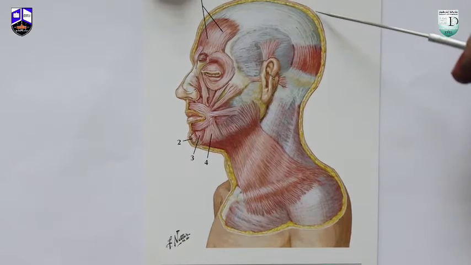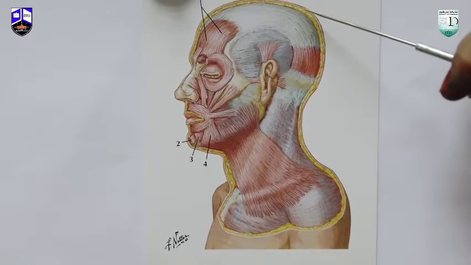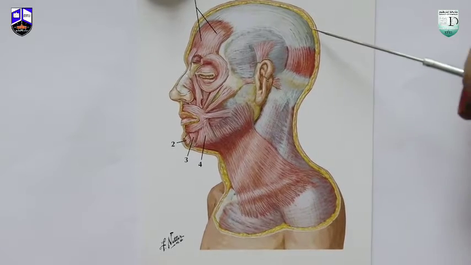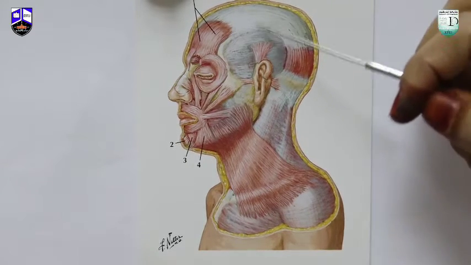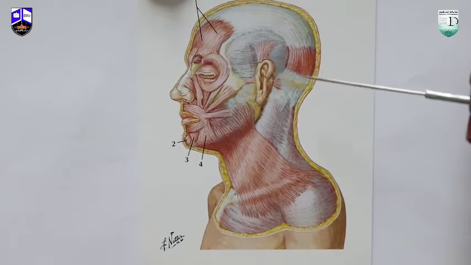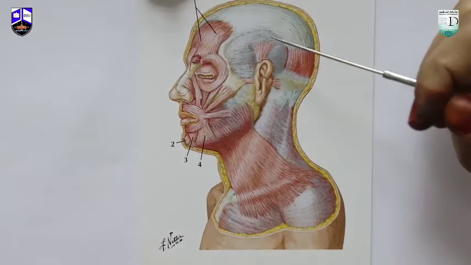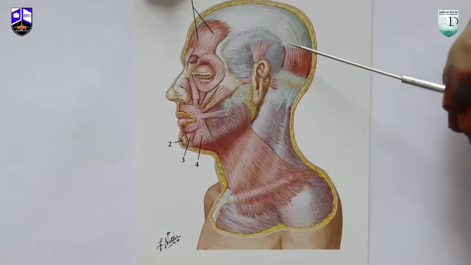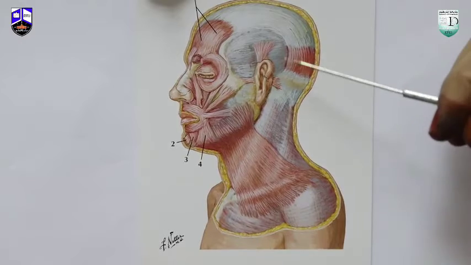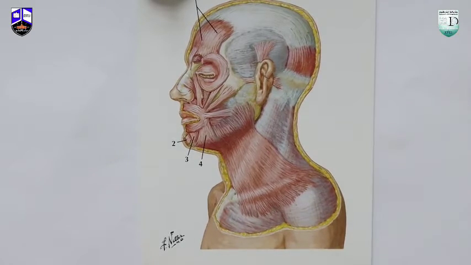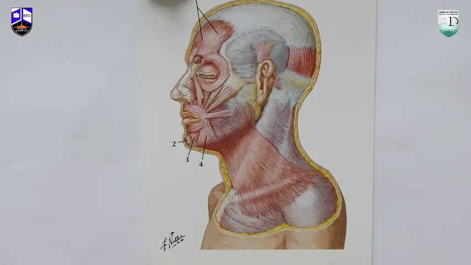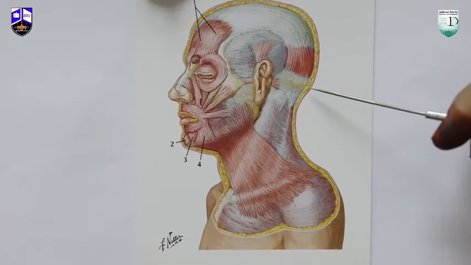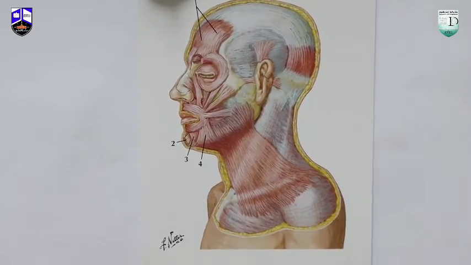The S is for the skin, the most superficial one. The C is for the connective tissue, the subcutaneous connective tissue. And then we have the A for the aponeurosis, the epicranial aponeurosis. Following it is the L for the loose connective tissue or the subaponeurotic space. And the fifth is the P, the pericranium or the periosteum of the cranial vault. Now let's move to see these layers in the cadaver.